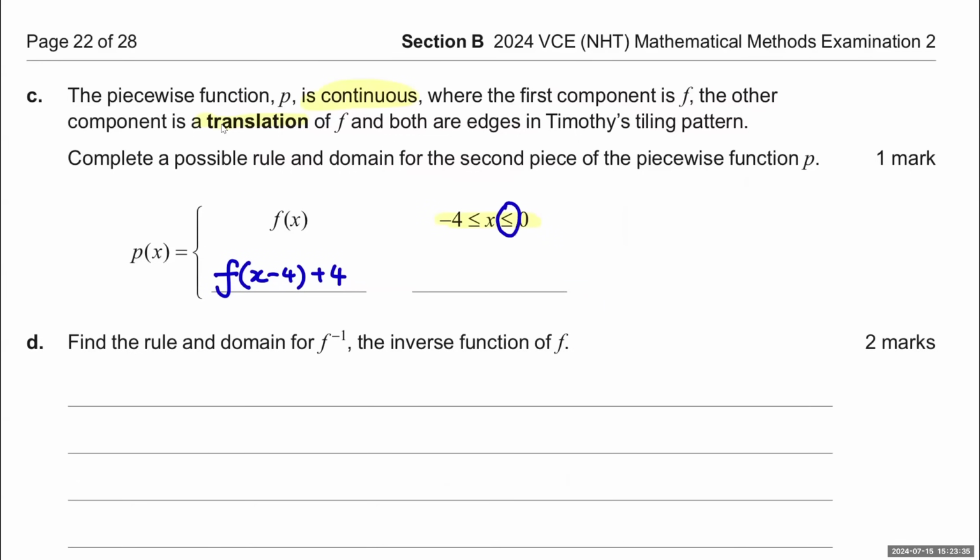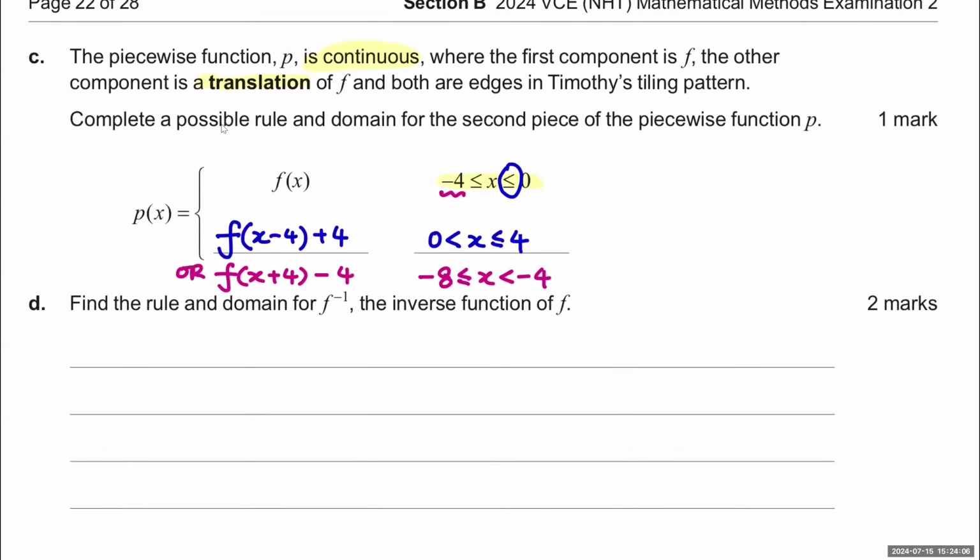By the way, you already have an equal sign here. There's no need to repeat the equal sign, so I just need to write 0 less than x less than or equal to 4. Similarly, if I did f of (x plus 4) minus 4, I will join the graph at x equals -4. Therefore, I would say -8 needs an equal sign, but -4 doesn't need the equal sign. So there are 2 possible answers in my opinion.